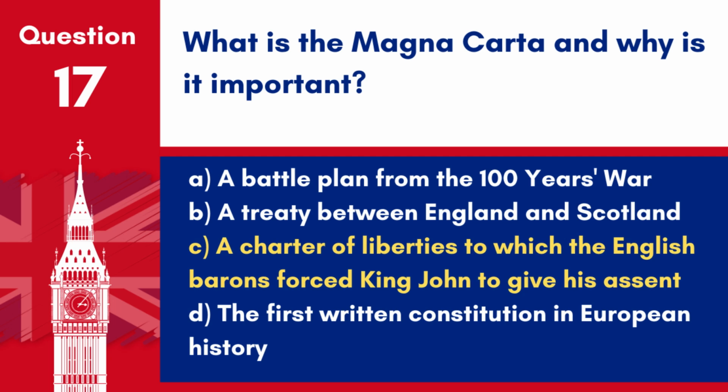Answer. C. A Charter of Liberties to which the English barons forced King John to give his assent. The Magna Carta, signed in 1215, is important because it limited the powers of the king for the first time, establishing the principle that everyone, including the king, was subject to the law.